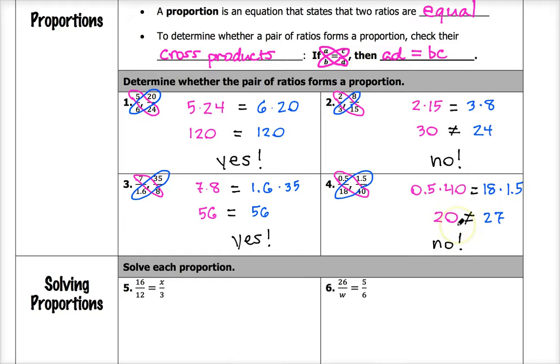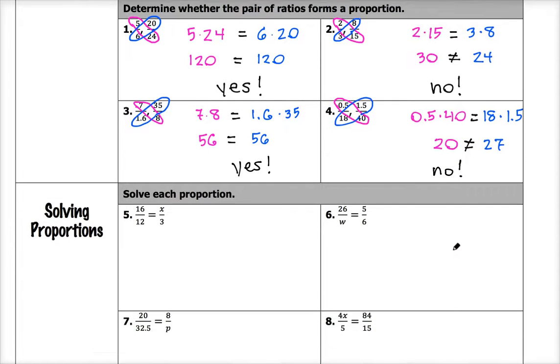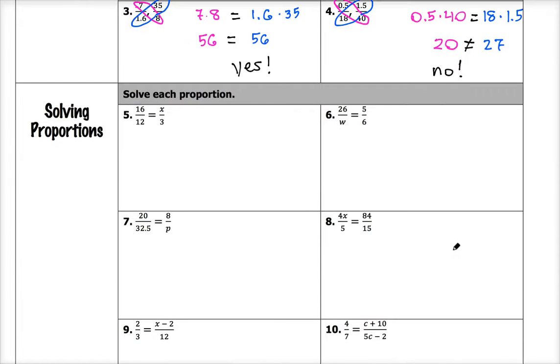Now, in the following examples, you're going to be given a proportion and just asked to find the missing variable, so solve the proportion. We also do this using cross products. So for number 5, we'll start with 16 times 3. And we set that equal to the other cross product, which is 12 times x, or 12x.